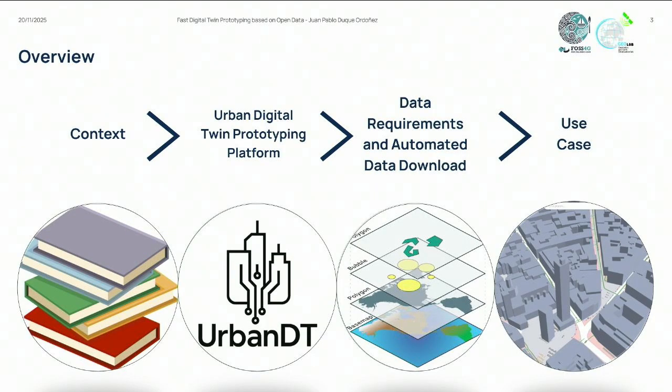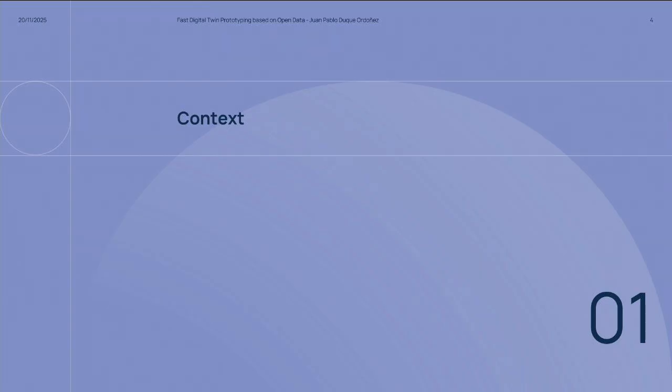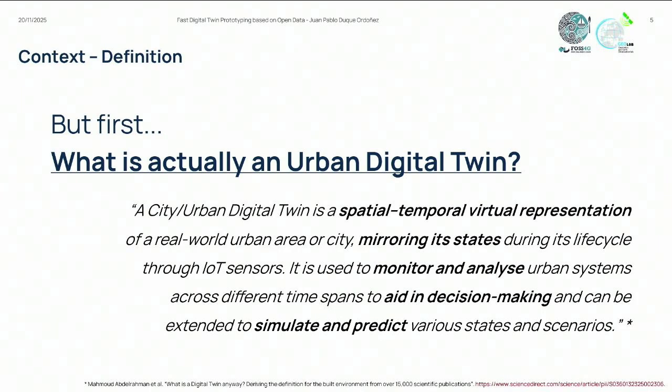So let's start with the outline of the presentation. First, let's get some context: what actually are urban digital twins? Then let's go to the application that we developed for prototyping. Then the data requirements, the automated data download, and finally a small use case to wrap everything together.